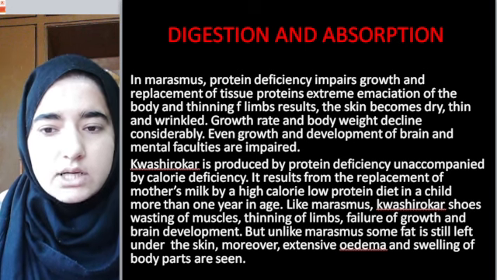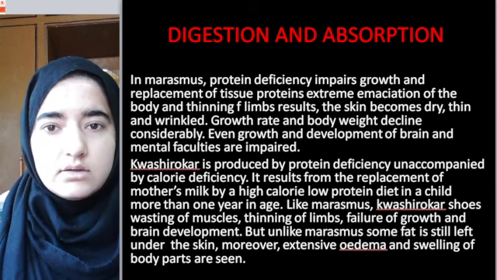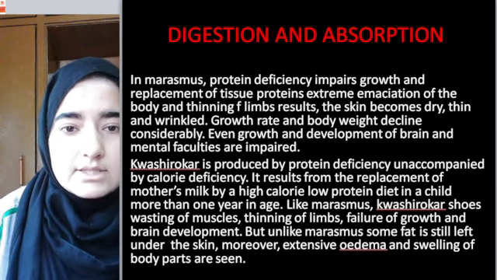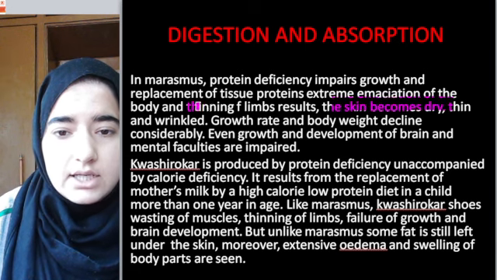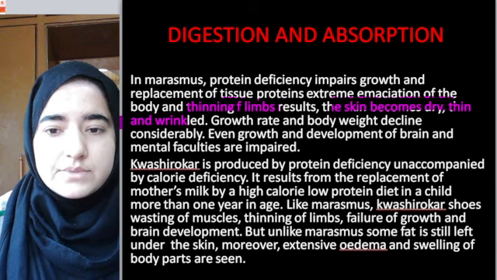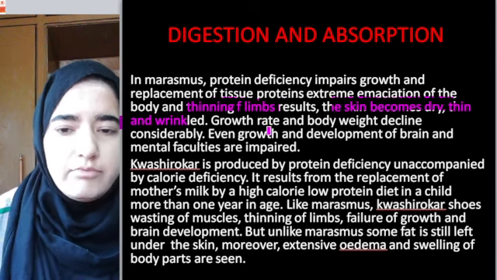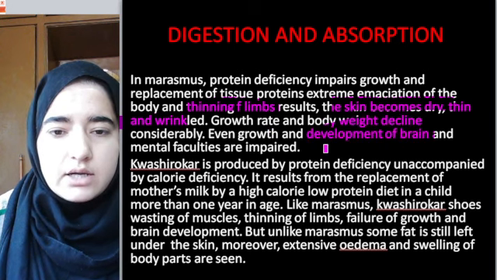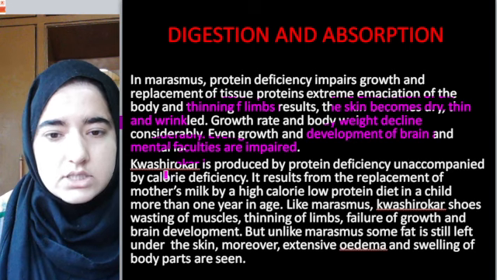And what happens in marasmus? Skin becomes dry, thin and wrinkled. Infants and toddlers seem to be in their teens, because their skin becomes dry, thin and wrinkled, with thinning of limbs. Obviously, the brain does not develop properly, and mental faculties are impaired.